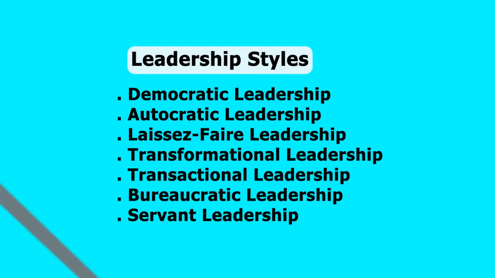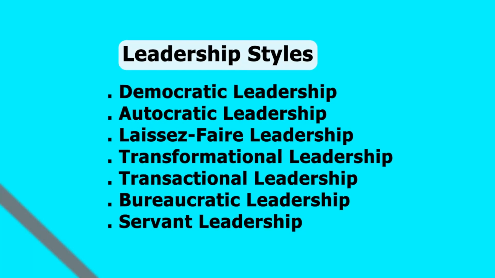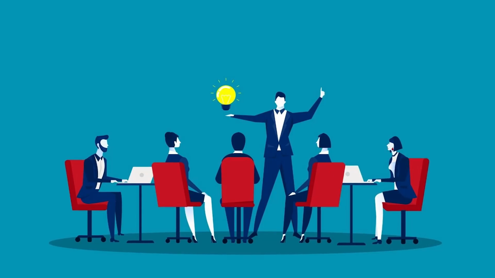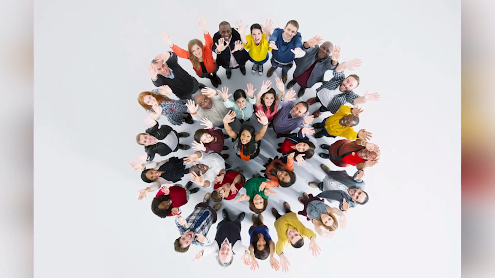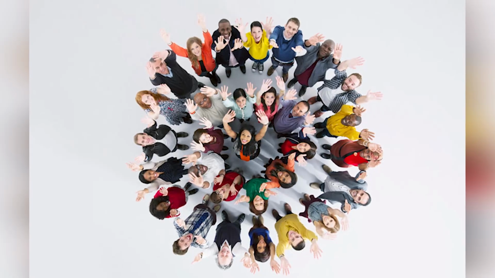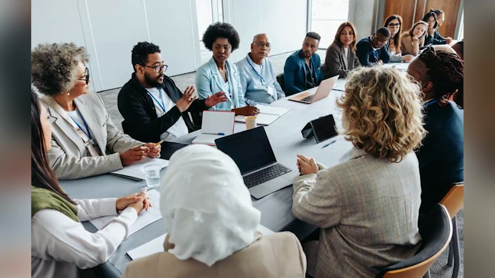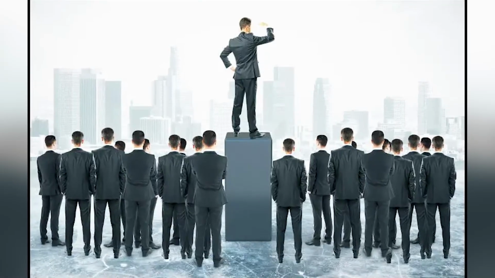Let us see some of the major styles of leadership. The first style of leadership is democratic leadership. A democratic leadership style is where a leader makes decisions based on input received from team members. It is a collaborative and consultative leadership style, where each team member has the opportunity to contribute to the direction of ongoing projects.